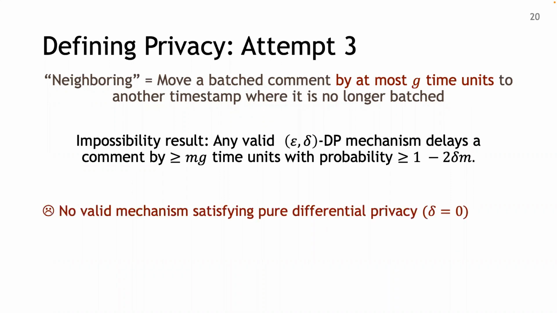So what does this mean? Well, there's no valid mechanism satisfying pure differential privacy, that is, delta equals 0. And in general, delta you want to take to be very small. So it'd be an unacceptably long delay for any acceptable values of delta.